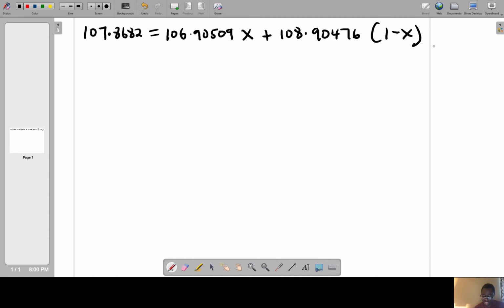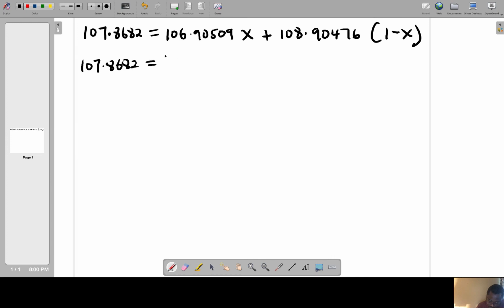So that means we have to expand it, okay? And then we bring like terms together, and then we solve for x. Again, the x here represents the fractional abundance for isotope 1, and the 1 minus x represents the fractional abundance for isotope 2. So let's proceed.